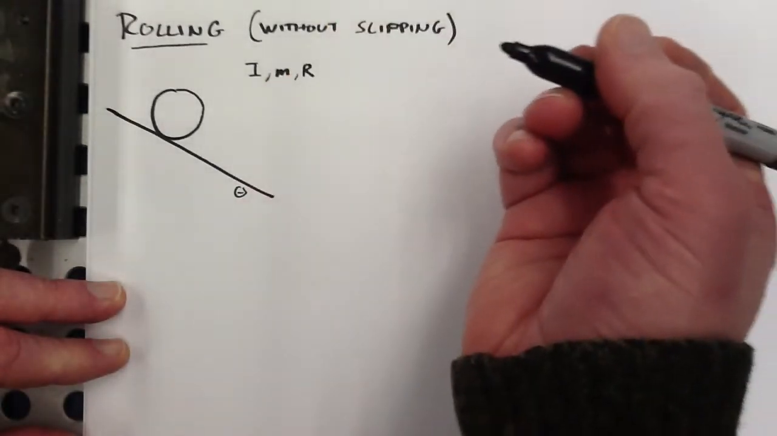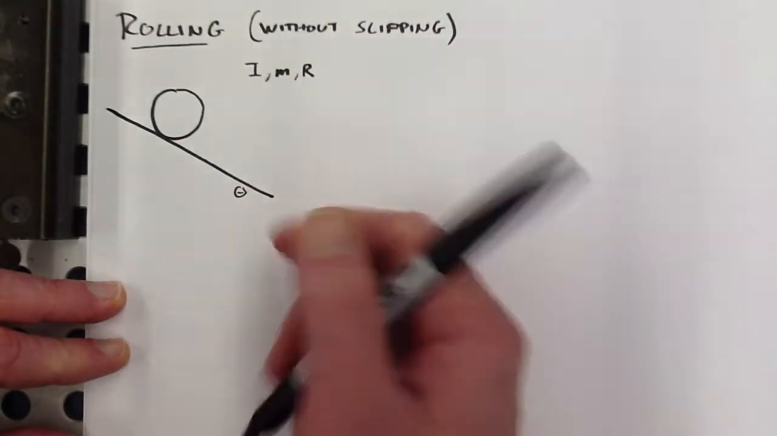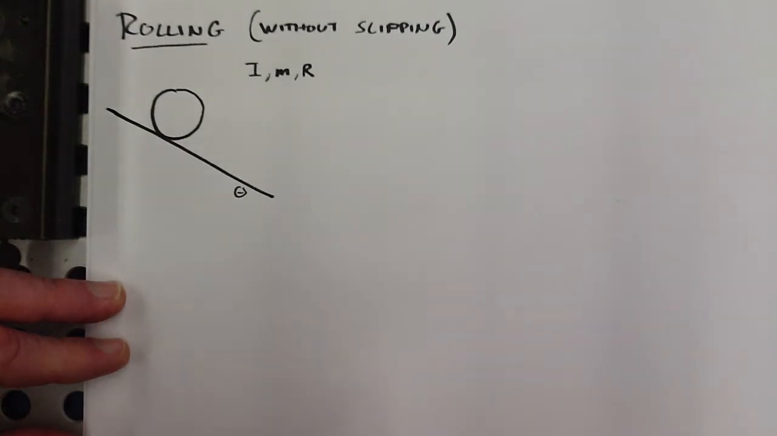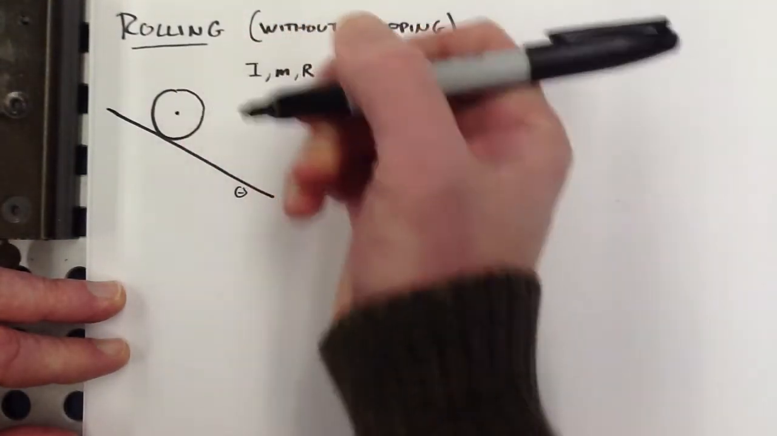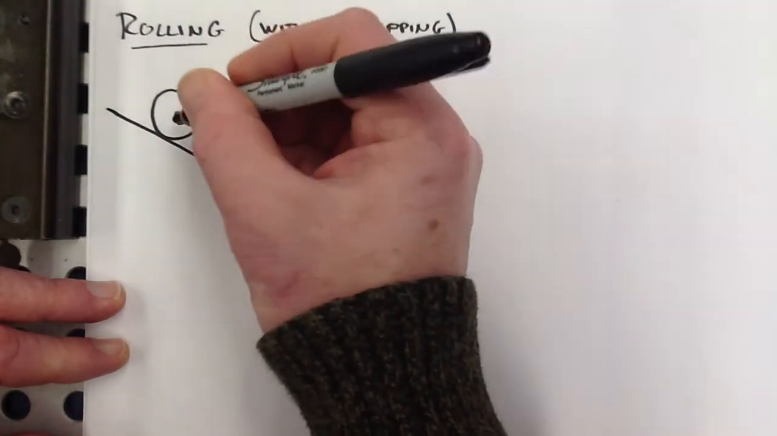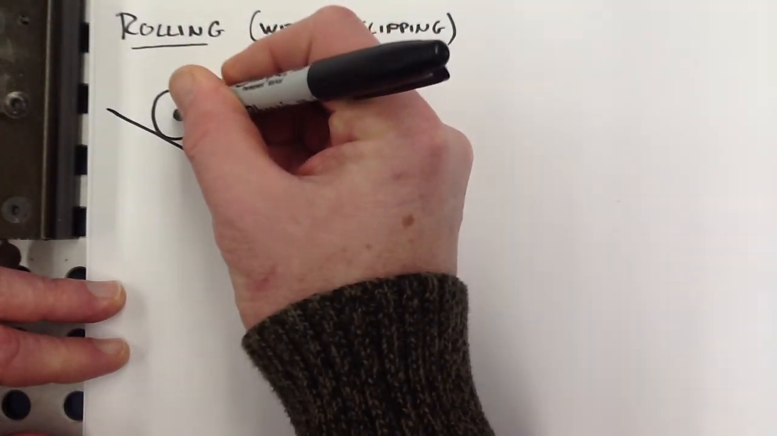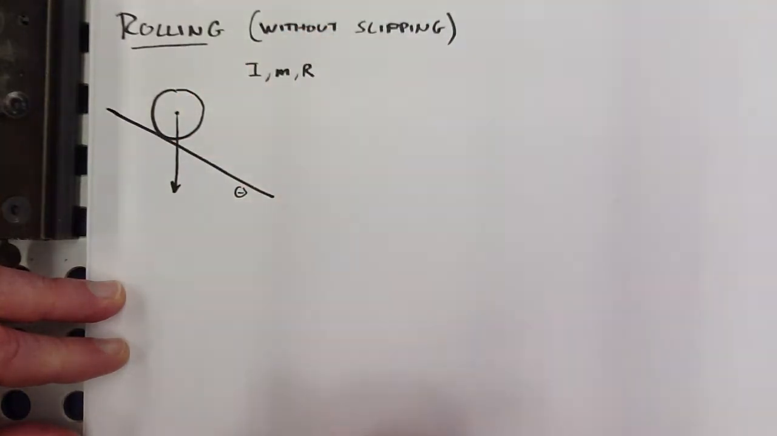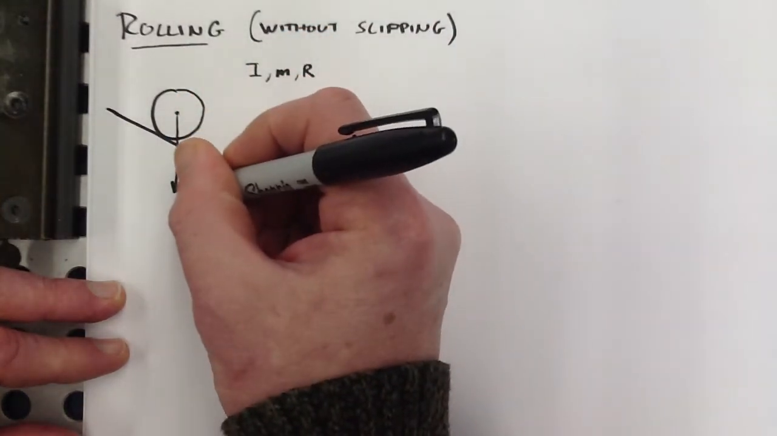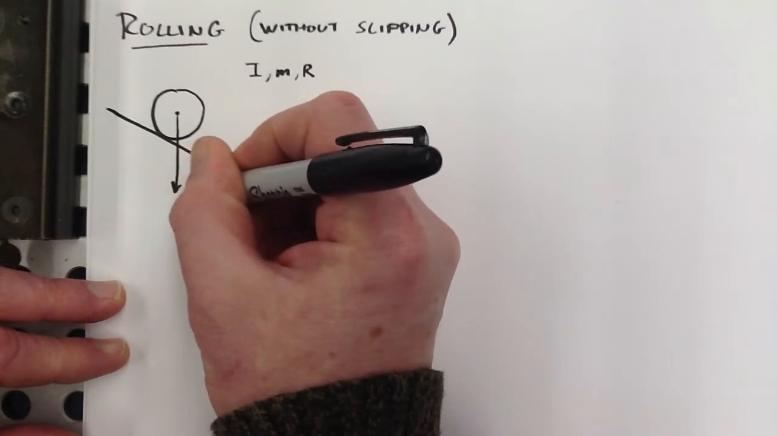So the first thing I would do would be to pin the gravitational force onto this. Where's the right place to put that? Well, gravitational force gets pinned to the center of mass of an object. So that would be here. And that would be equal to mg, of course.